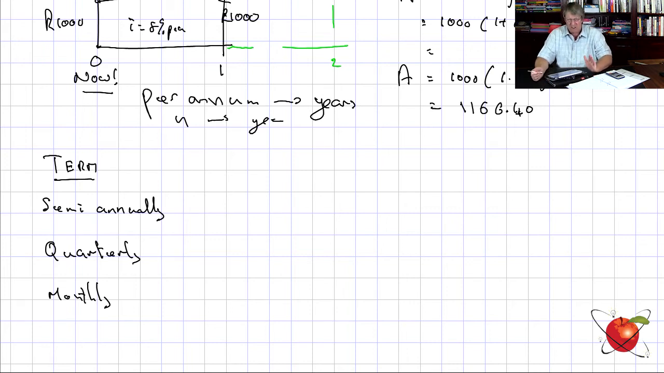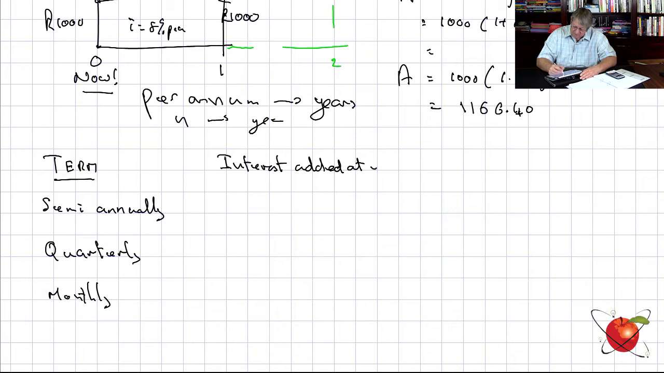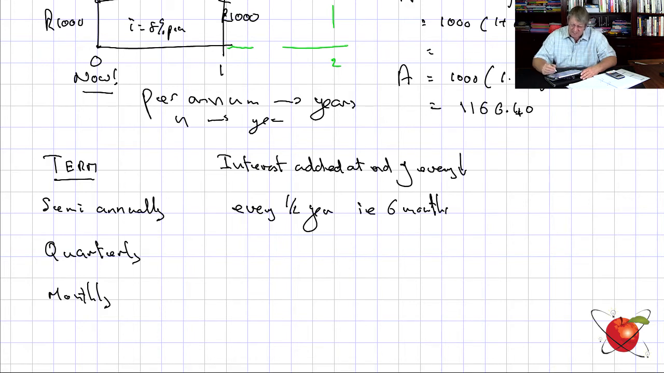But let's just look at this. Let's get the principle, or the concept, in our mind first. That's the term, and now I'm going to make a note here. This is interest added at the end of every half year, i.e. 6 months. This is therefore twice a year, 2 times per year.